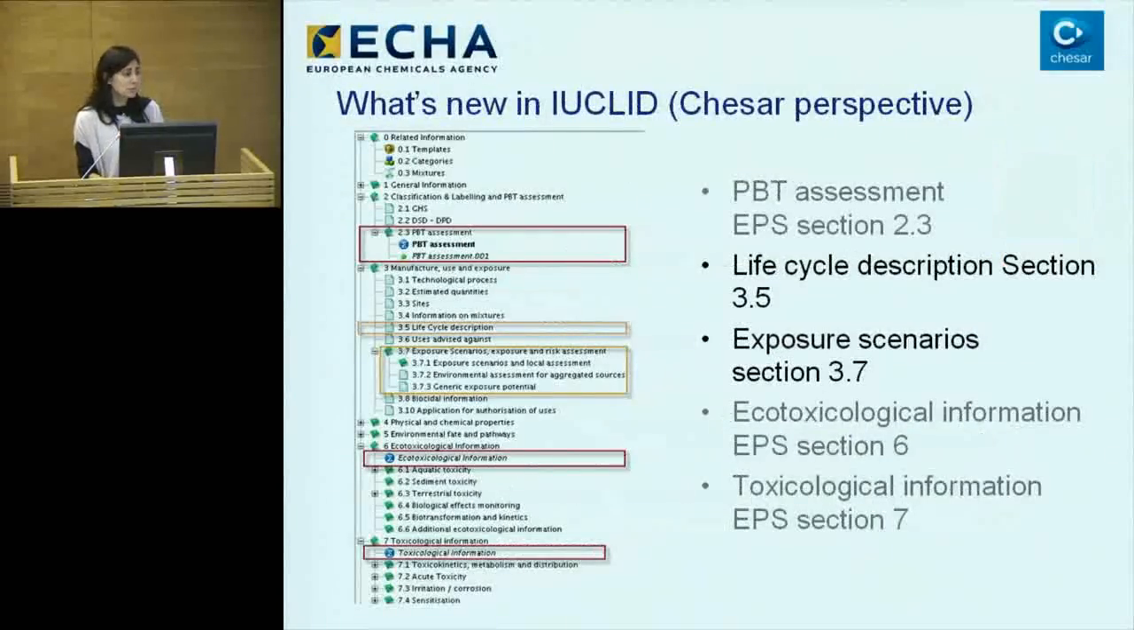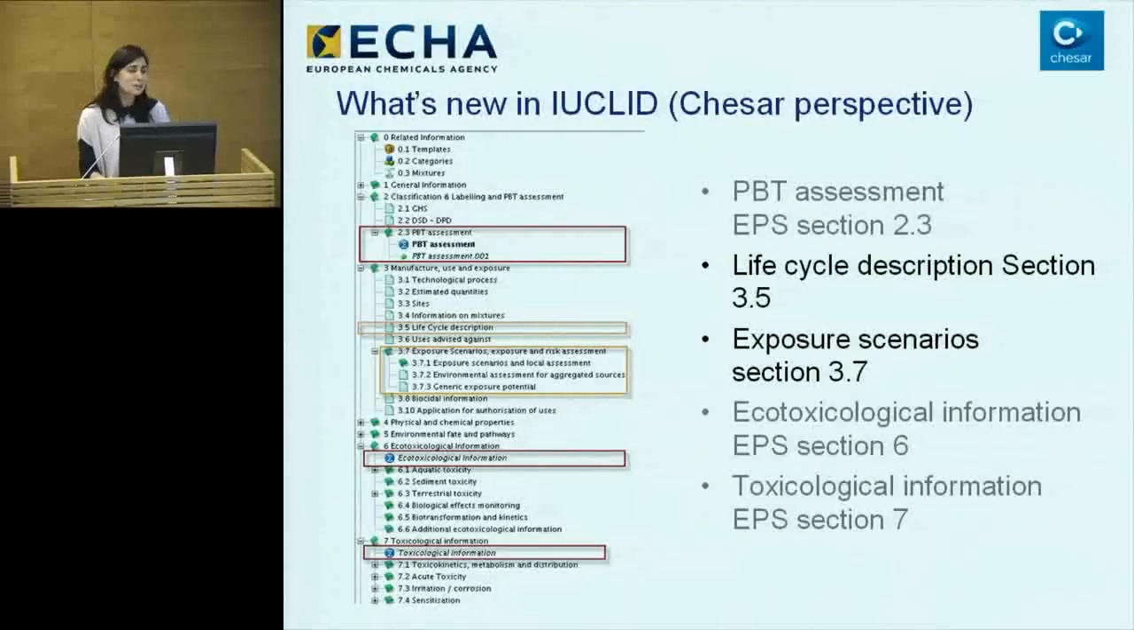So from this point of view, in Euclid you will have a revised section, section 3.5, where you report the uses, and a brand new section, section 3.7, in which you can report the exposure scenario information.